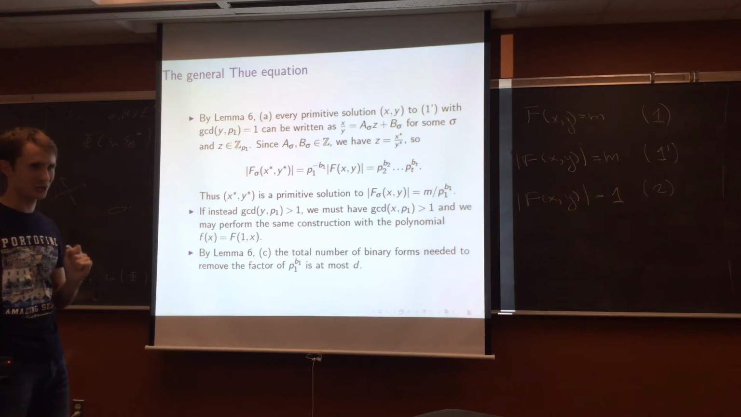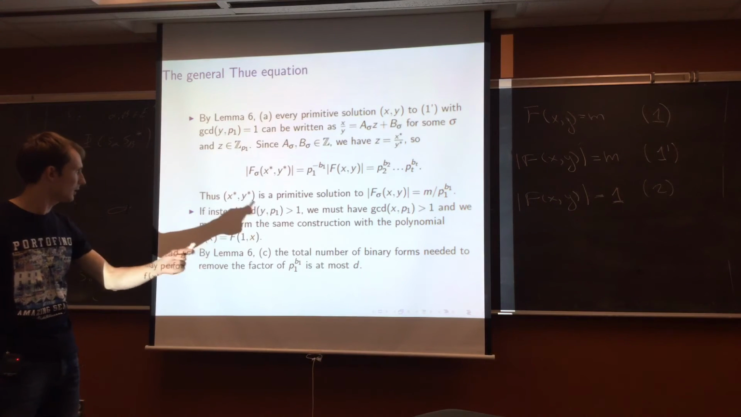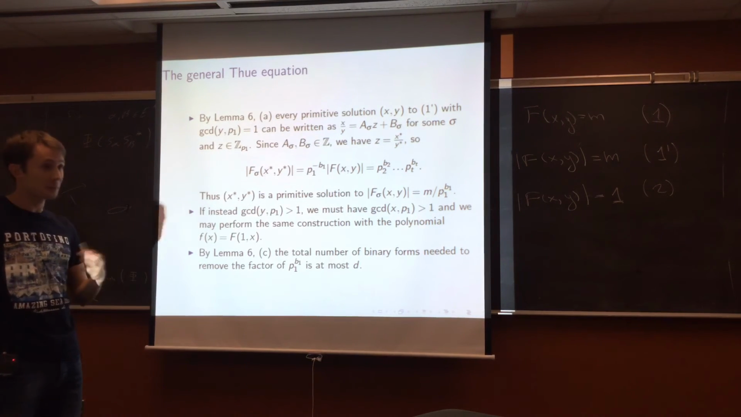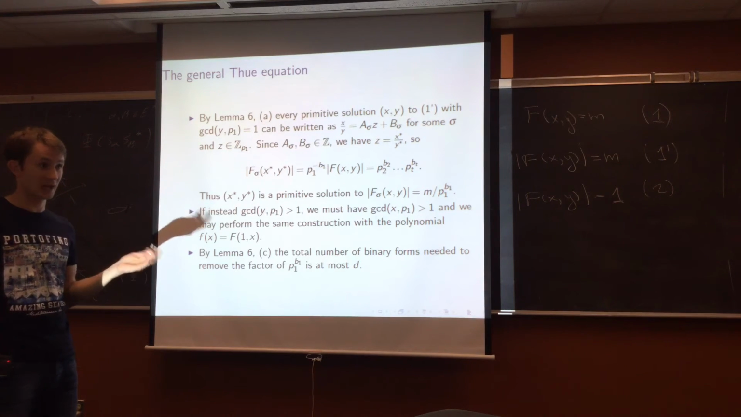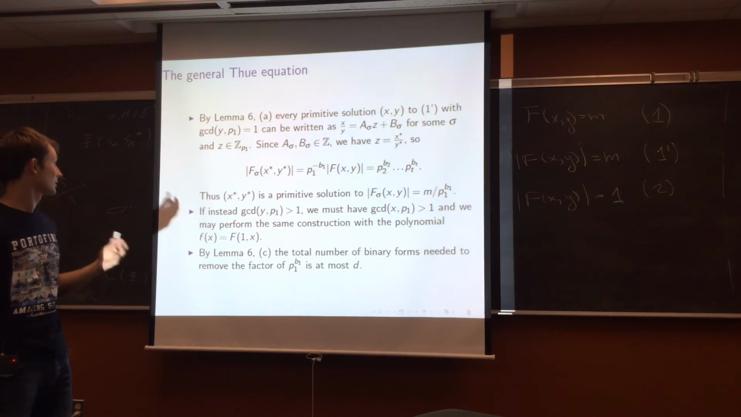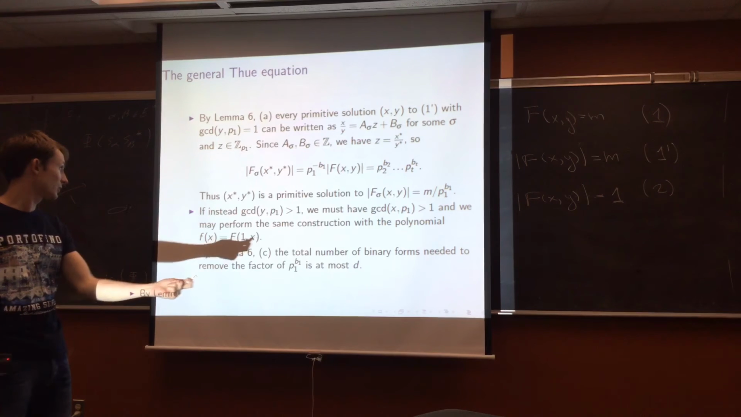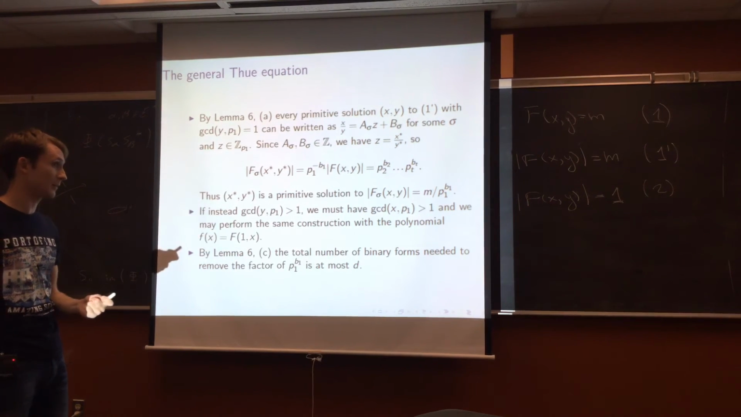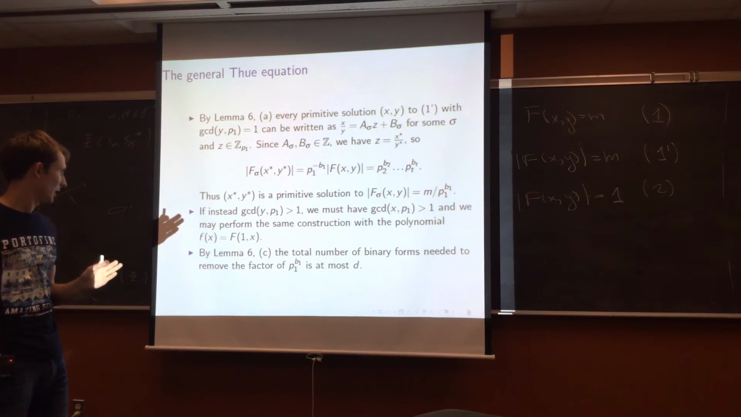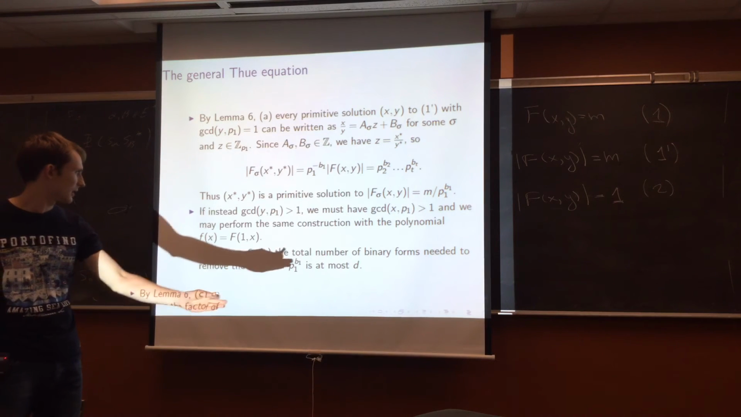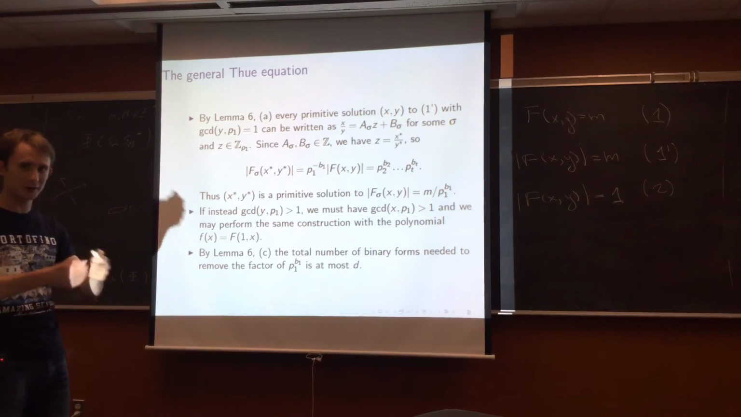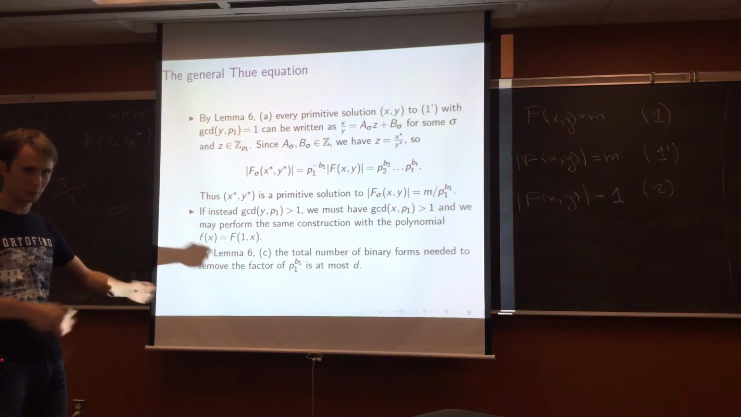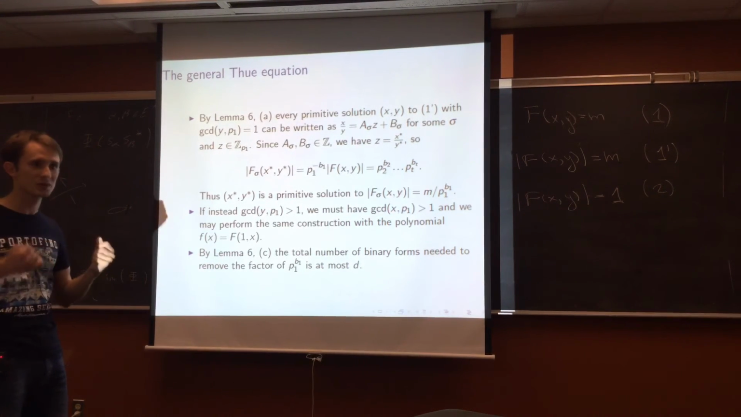So this is how the reduction appears. And of course, if my y is divisible by P1, I can perform the same construction with x replaced, because x and y are coprime, okay? So I can just do the same kind of construction for the polynomial F of 1, x. And now we see that the total number of binary forms that we produced in this way is at most d.